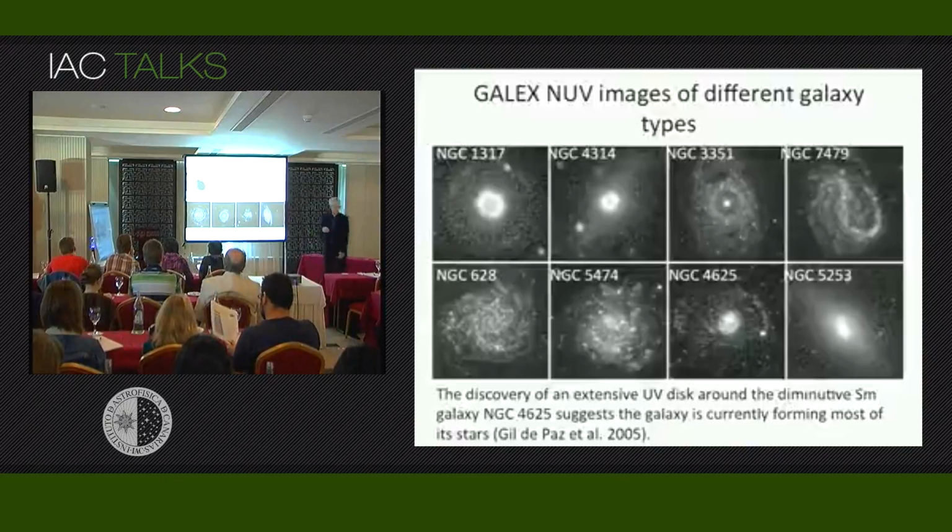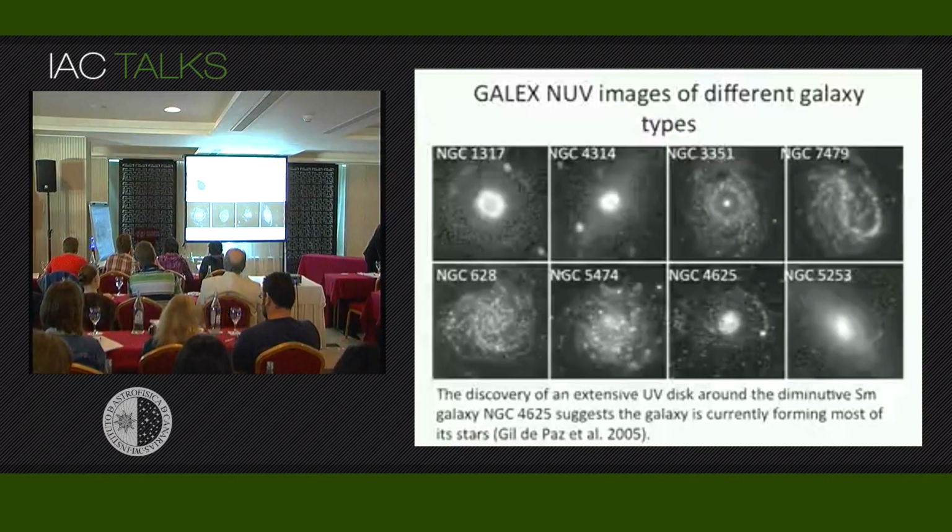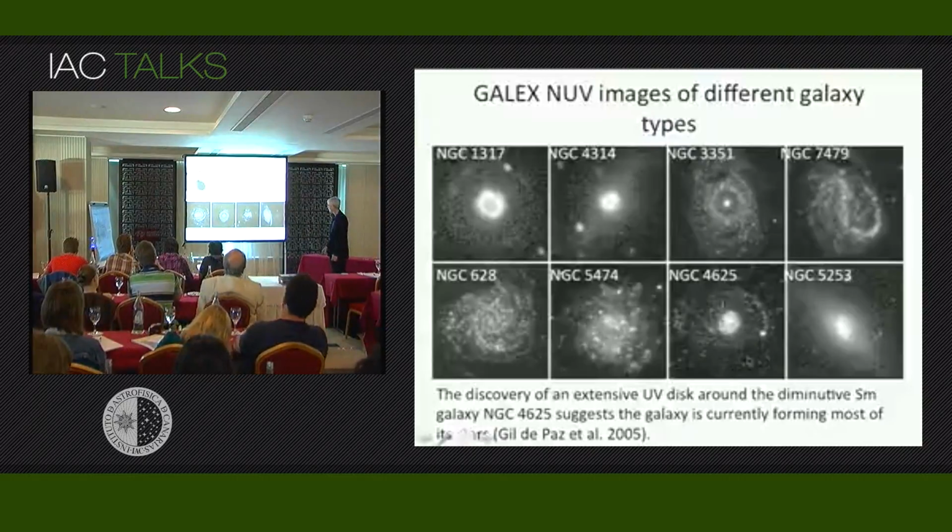And so all you see is the spiral in that UV image. And here's a small set of UV images of different galaxy types. NGC 1317 and 4314 are just two early type galaxies. Mostly what you see is a star-forming nuclear ring. And then you get towards later and later spirals.